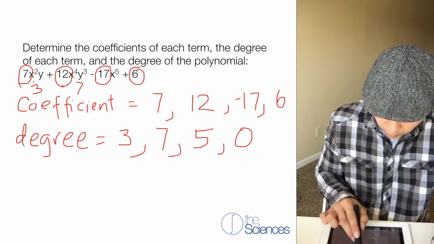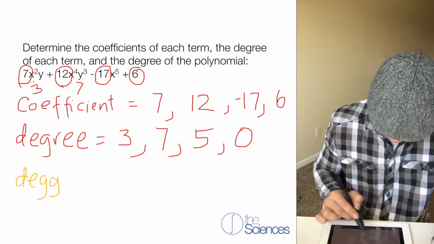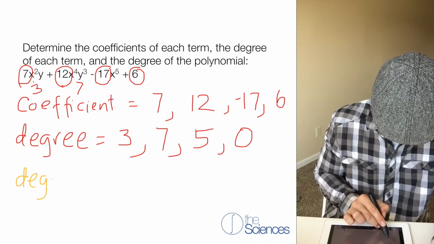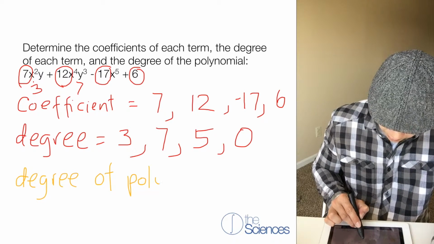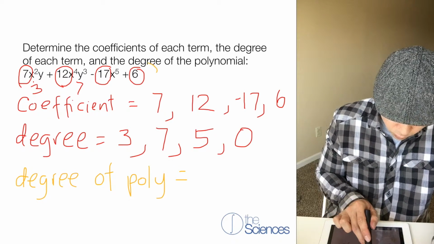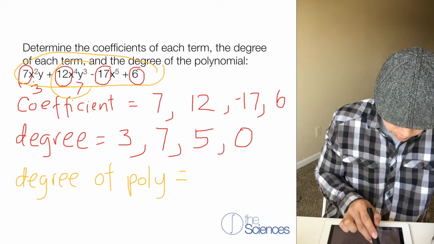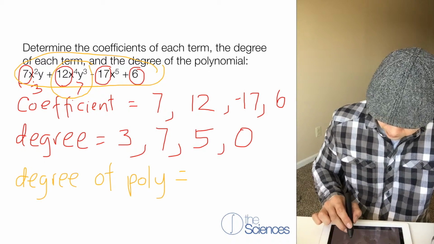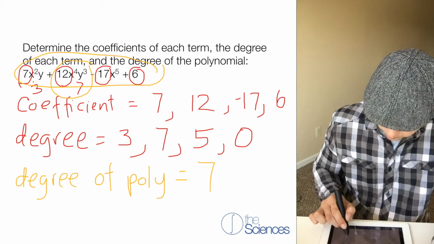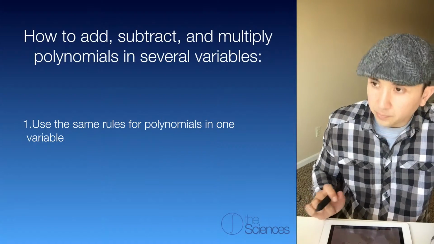Now the degree of the polynomial is the highest degree of the whole entire polynomial. So here we have a degree of 7, and that's the highest degree in the polynomial. So that means the polynomial has a degree of 7.